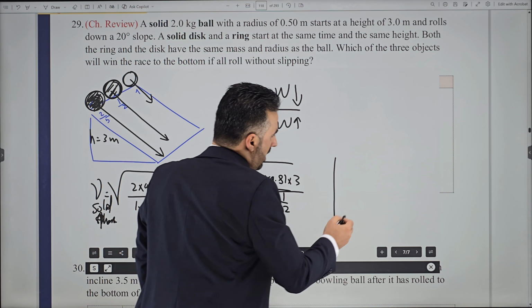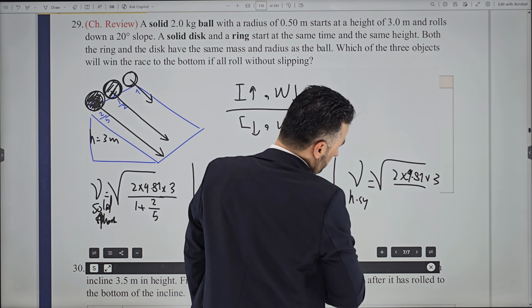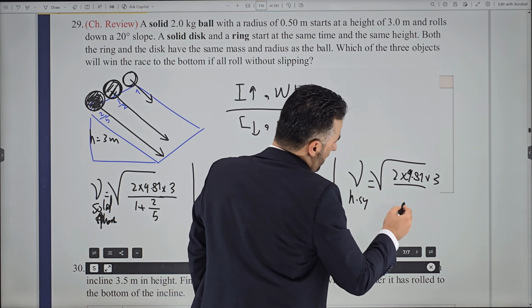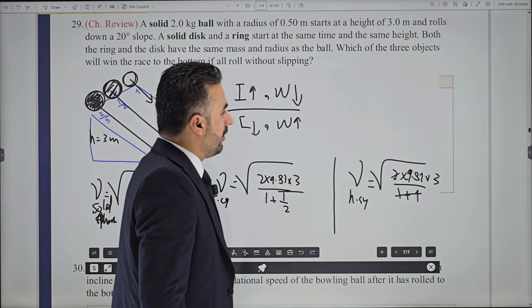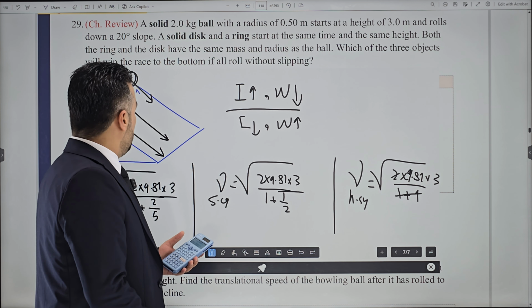What about for a hollow cylinder? V for the hollow cylinder is equal to the square root of 2gh, which is 9.81 times 3, that is the height, divided by 1 plus just 1 here. So these two cancel out here, okay? And let's see what the value is for each one of those. As a matter of fact, we have the numbers already. You can see for the solid sphere, it is 6.48. So the answer for this one, let's use a different color, is 6.48 meters per second.